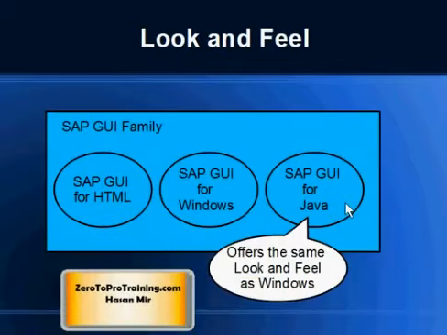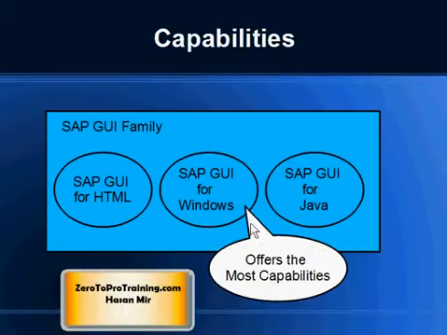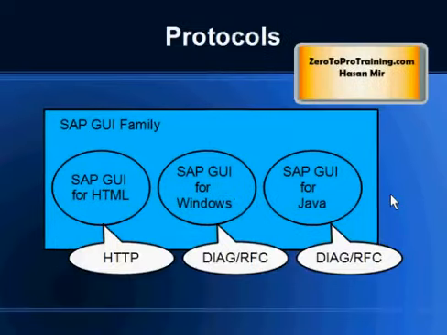SAP GUI for Java offers more or less the same look and feel as SAP GUI for Windows. There are slight differences, but still most capabilities are offered by the SAP GUI for Windows version of the client software. These three different methods for connecting to the application server use different protocols.